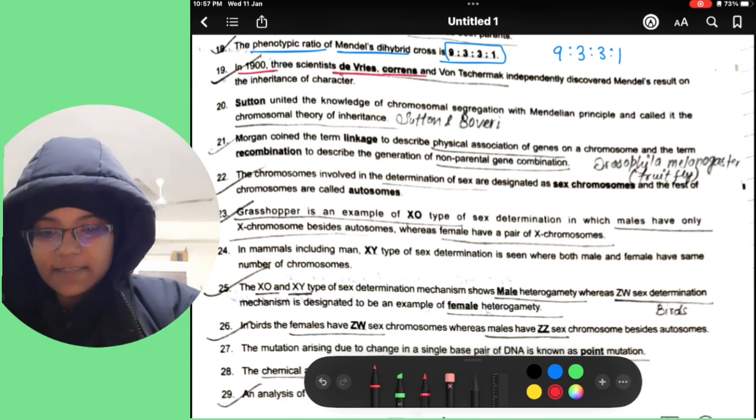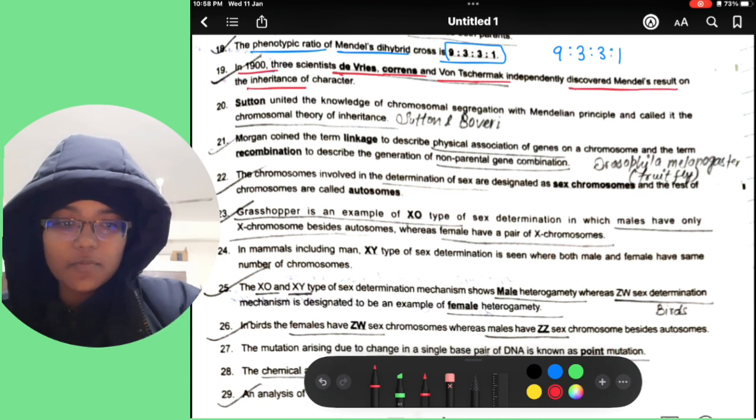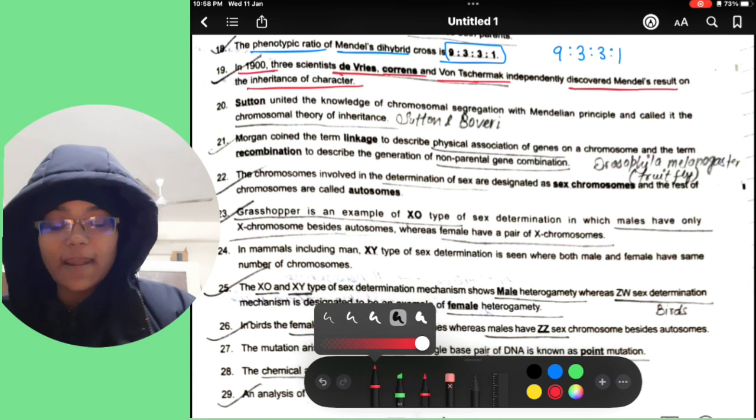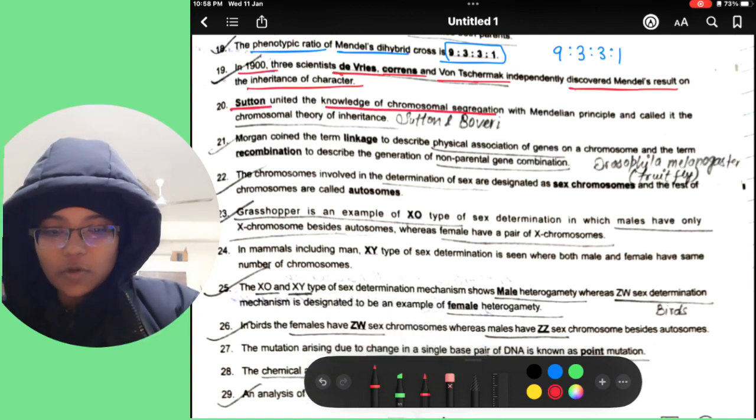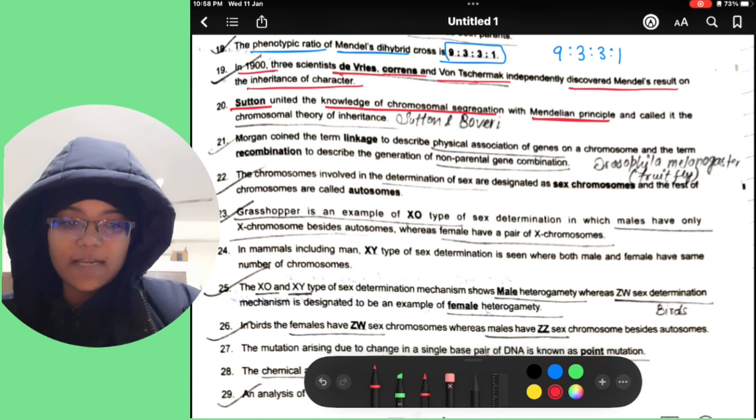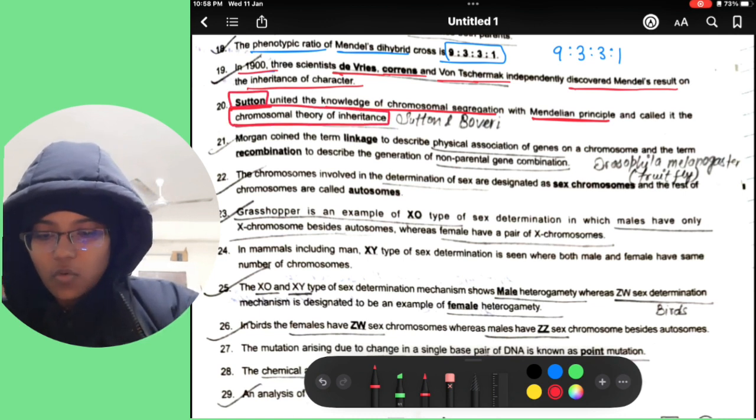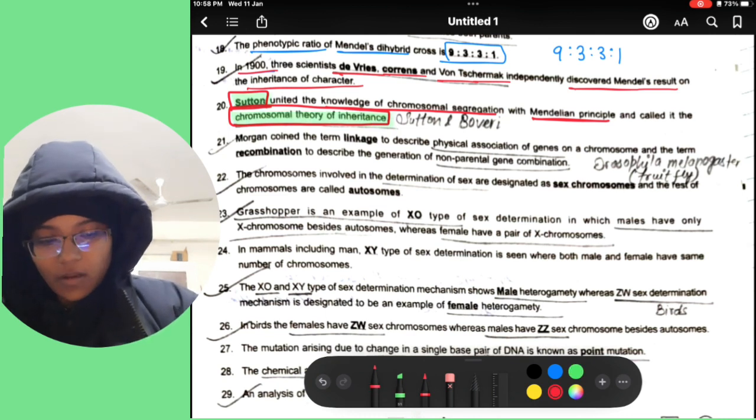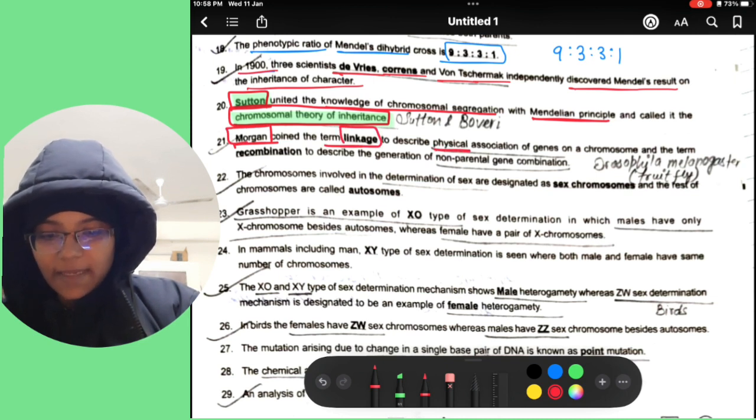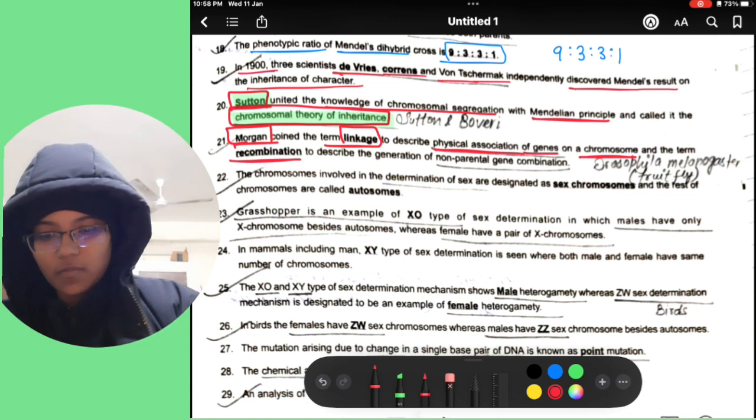In 1900, three scientists, De Vries, Correns, and von Tschermak, independently rediscovered Mendel's results on inheritance of characters. Sutton united the knowledge of chromosomal segregation with the Mendelian principle and called it the chromosomal theory of inheritance. Who called it the chromosomal theory of inheritance? It's Sutton.